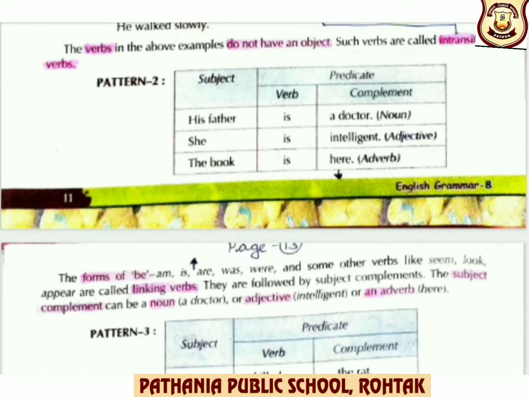Now let us discuss pattern 2. The forms of be, that is am, is, are, was, were, and some other verbs like seem, look, appear, are called linking verbs. They are followed by subject complements. The subject complement can be a noun or adjective or an adverb.